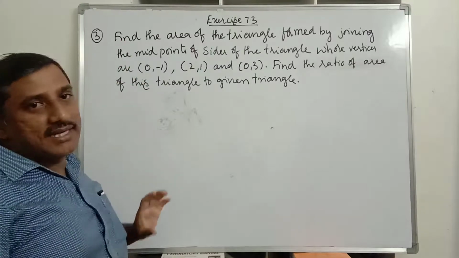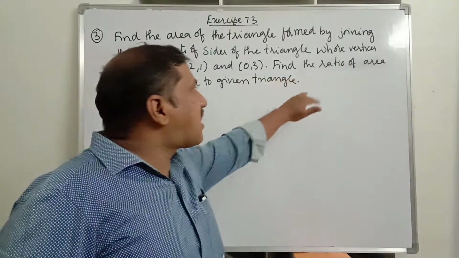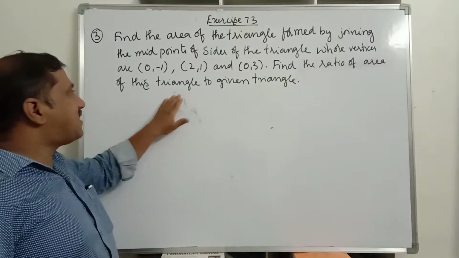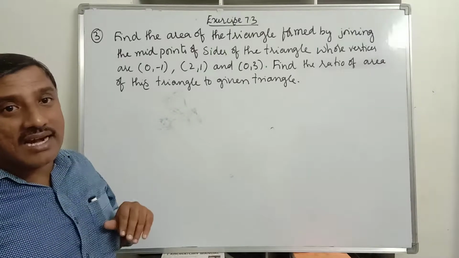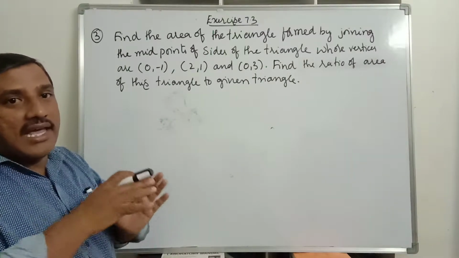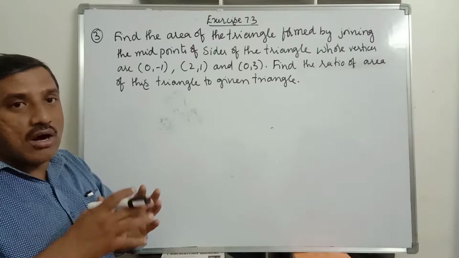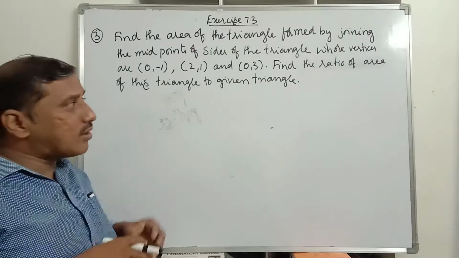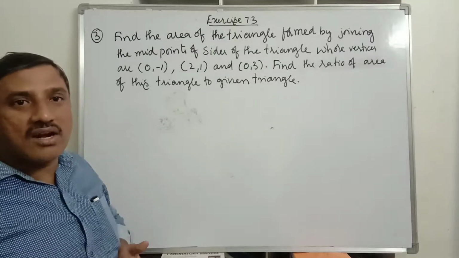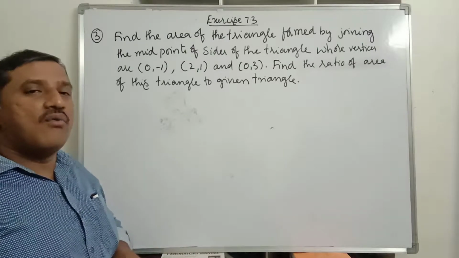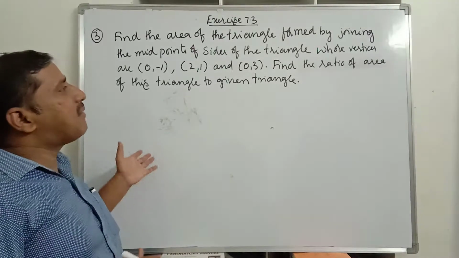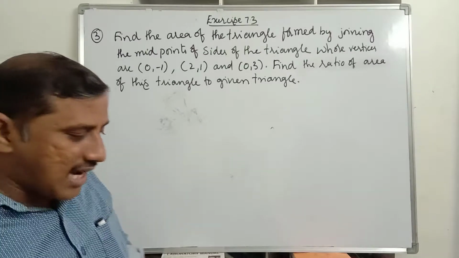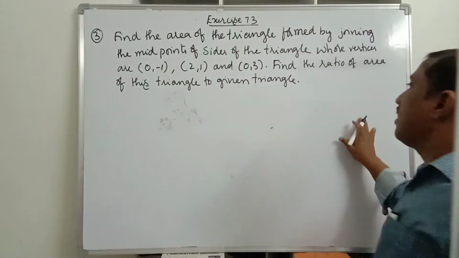That is one part. The other part is to find the ratio of the area of this triangle to the given triangle. Again we need to find the ratio of the area of the triangle formed by joining the midpoints to the given triangle, that is the original triangle. Its area also we have to find out. Again we will use here the area of a triangle when the three vertices of the triangle are given.